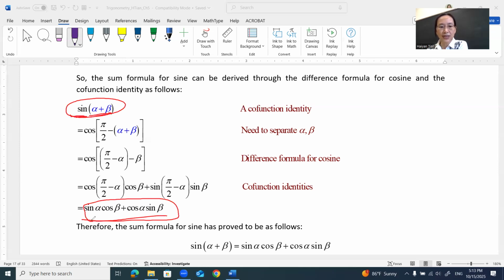The sum formula for sine can be summarized as this: sine of the sum alpha plus beta is equal to sine alpha cosine beta plus cosine alpha sine beta. So that's the formula.